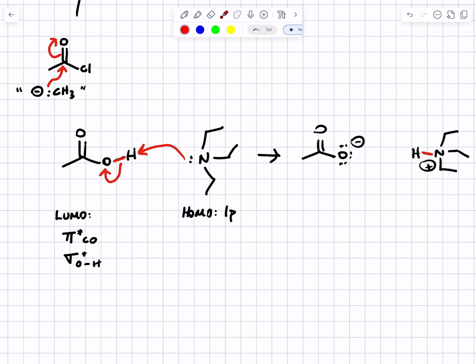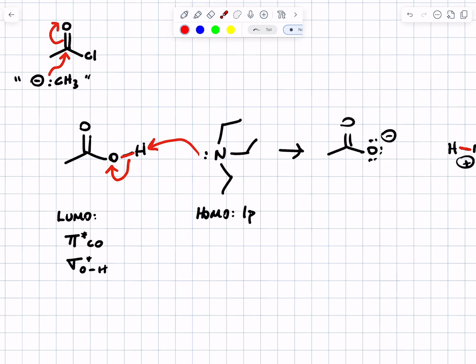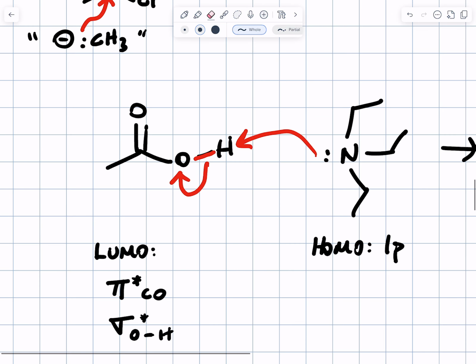Yes? How do we know the pi bond is bonding or antibonding, not bonding? So you know the question is about the pi and the pi star. If you have a pi bond, you have a pi bonding orbital and that is filled, and then an empty pi star antibonding orbital. So the pi bond is full.